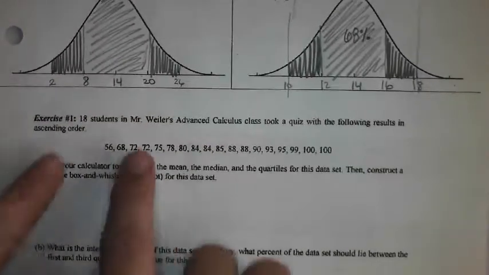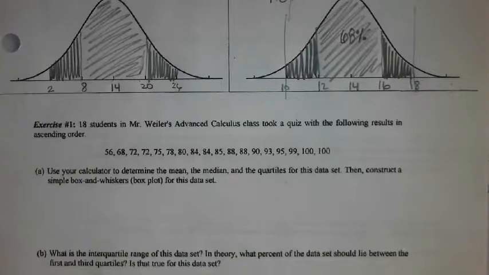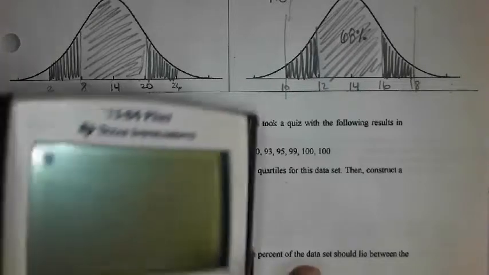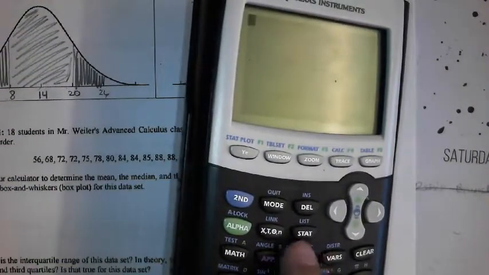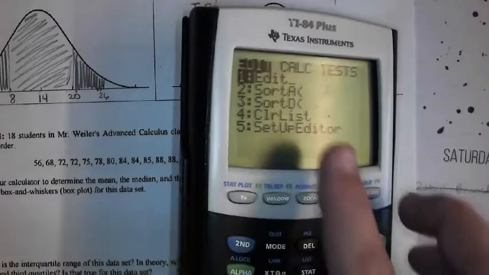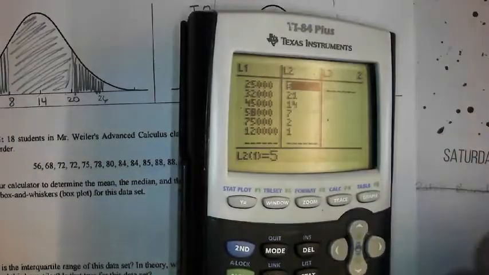So, jump down to this data, and this is all 18 students in a class, and these are their quiz grades. Use your calculator to determine the mean, median, and the quartile. So, let's first talk about how to enter data into our calculator. There's a stat button right beneath your delete button. If you go to stat and edit, should already be highlighted, you have a couple of lists there.